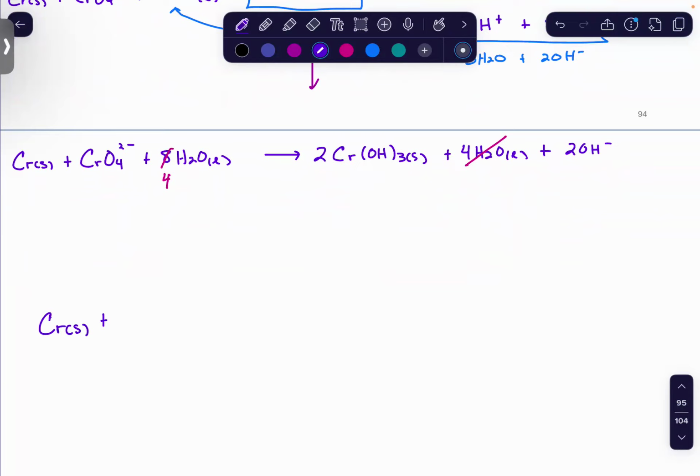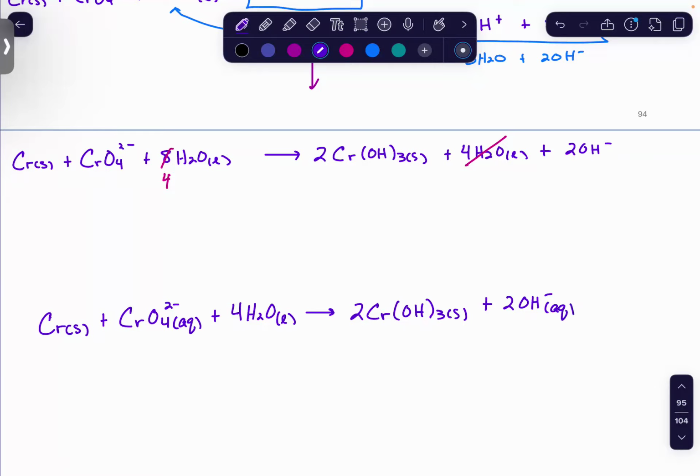Chromium plus the chromate ion plus 4 water molecules. 2 chromium hydroxides. No water and 2 hydroxides. And that's my answer.